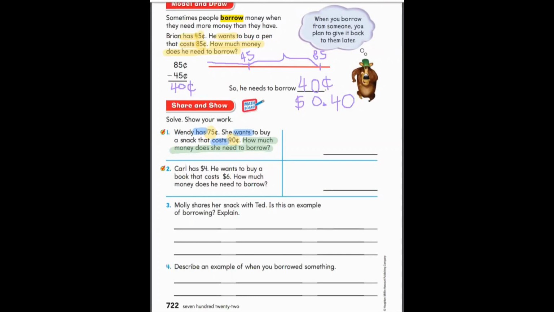The snack is 90 cents. But she already has 75. So it's 90 minus 75. That equals... Let's do it here.